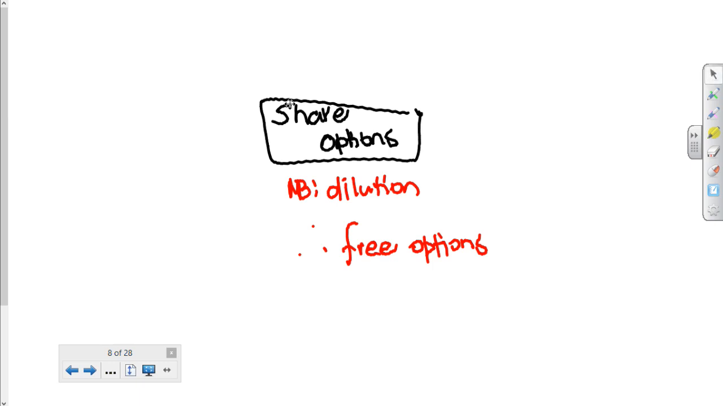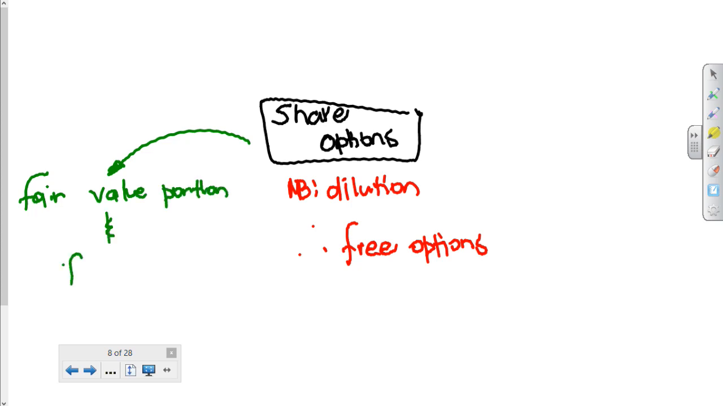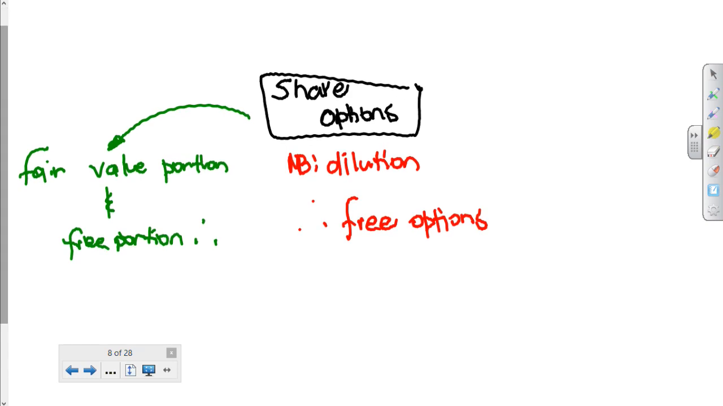So do you remember the calculation we did last week for the rights issue? And we worked out the free portion and the value portion, isn't it? It's the same for share options. You need to calculate a value portion and a free portion. The free portion is your balancing figure, as it was last week. How do we work out the free portion and the value portion? You use the average market value of shares for the year.